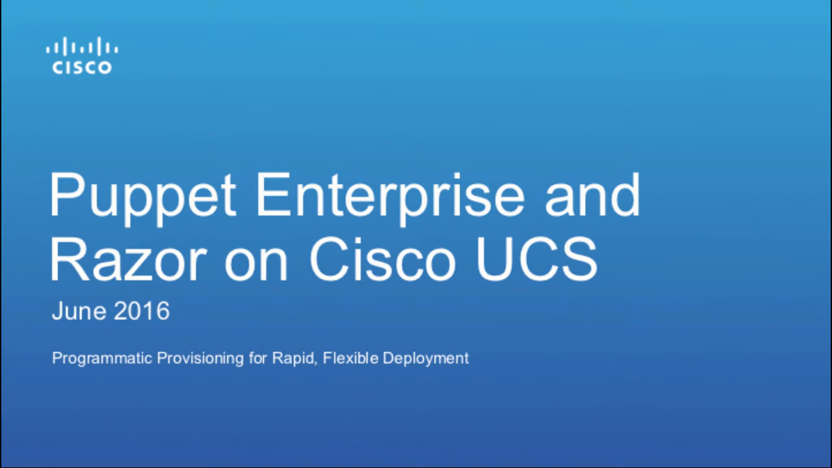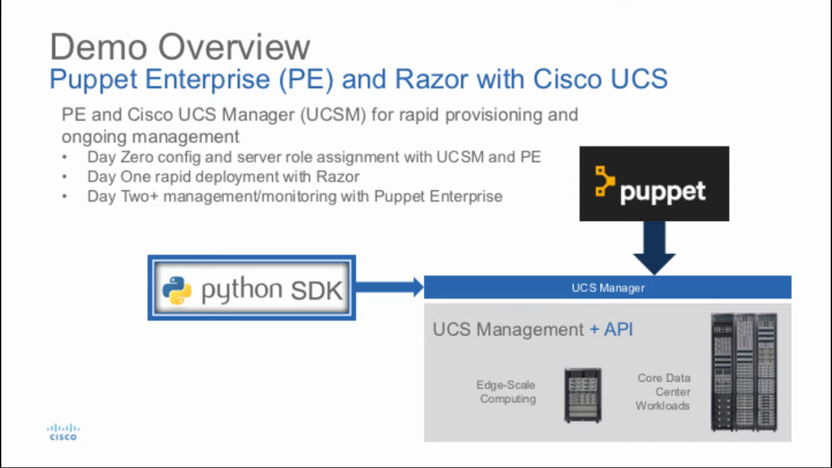In the following demo, I'll be showing the benefits of using Cisco UCS along with Puppet Enterprise for rapid programmatic deployment and ongoing management of different operating systems and application workloads. Cisco UCS, Puppet Enterprise, and Razor's bare metal provisioning module provide fast and flexible platform definition and management of a complete infrastructure as code solution.